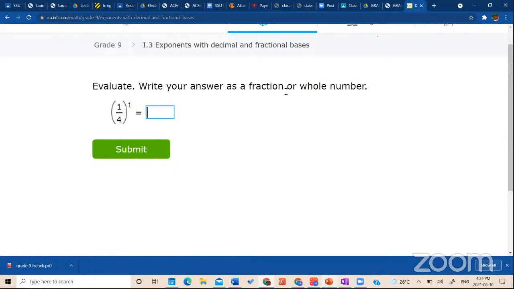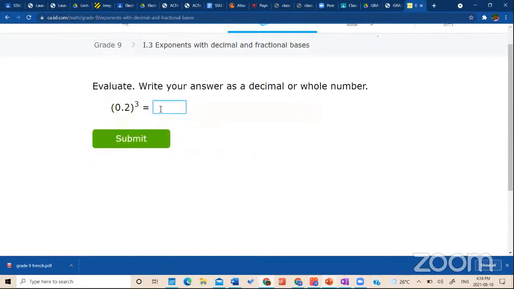Write your answer as a fraction or a whole number. It's going to be 1 upon 4. Excellent. Anything to exponent 1 is the same number. 0.2 cubed. It's going to be cubed. It's going to be 8 x 10^-3. This is pretty hard to understand.